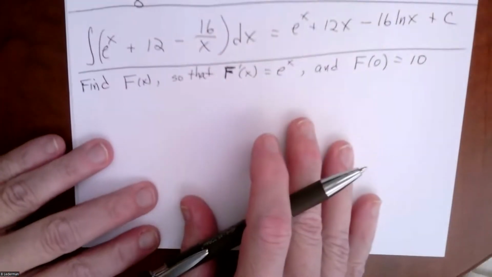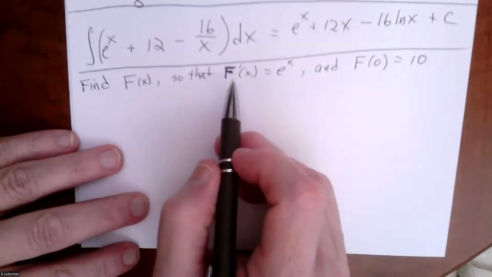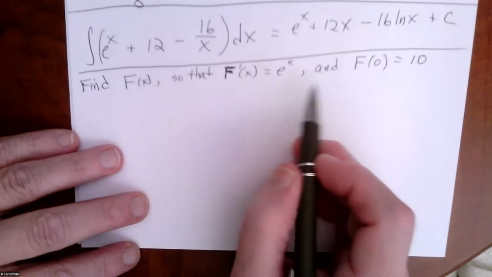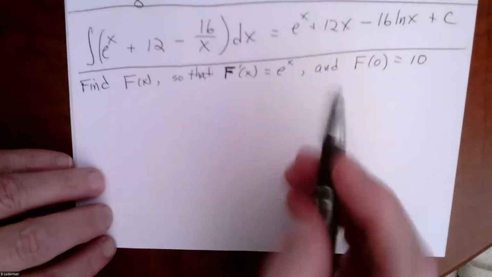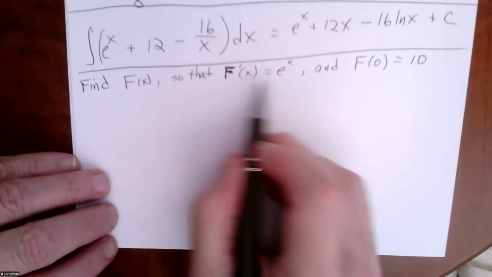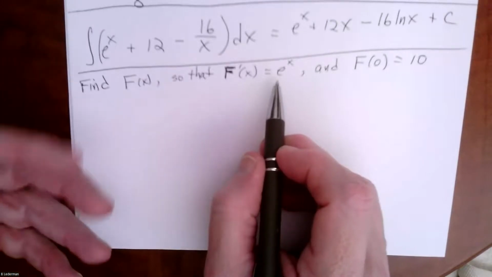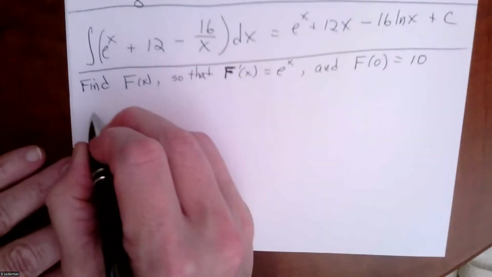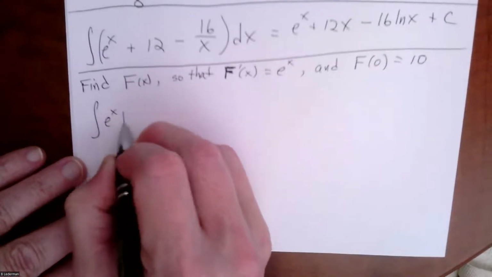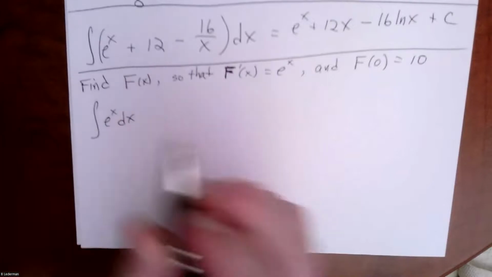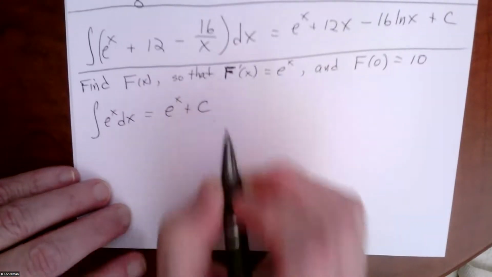Here we want to find capital F of x, notice it's capital F, such that f prime of x is equal to e to the x, and capital F of 0 is equal to 10. So if f prime is equal to e to the x, and they want us to find F, essentially they want us to take the antiderivative of e to the x. So I have the integral of e to the x. Again, there's no limits of integration here. It's just going to be equal to e to the x plus c.